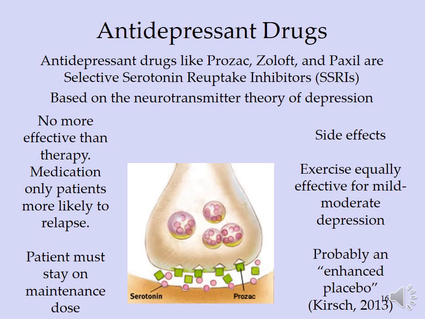Next, we have a look at antidepressant drugs, and the most commonly used ones today are the selective serotonin reuptake inhibitors, the SSRIs. These work by blocking the reuptake of serotonin so that there is more serotonin within the synapse between neurons, more active serotonin, if you will. So these then are based on the neurotransmitter theory of depression, that it is a chemical phenomenon.